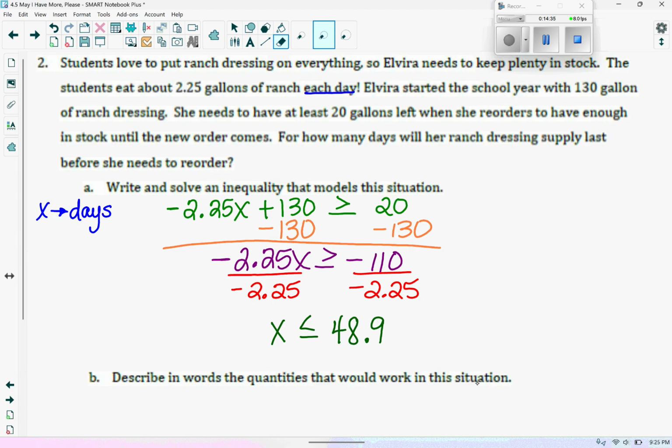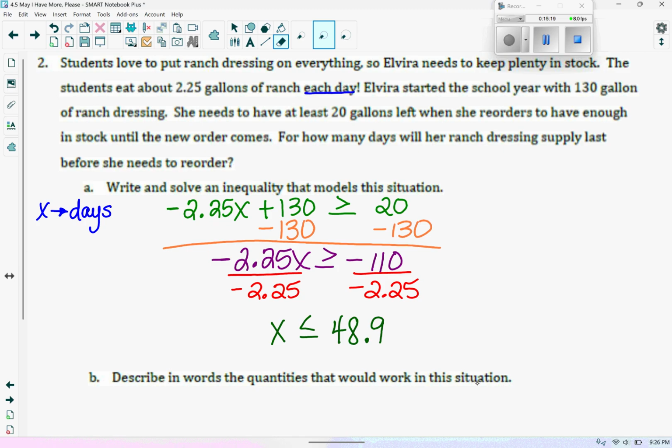Now, here we can check and see if we do negative 2.25 times, I get my calculator to work, 48 plus 130, we get 22 is greater than or equal to 20. Okay, so 48 definitely works. Let's see if we round it up, what will happen.